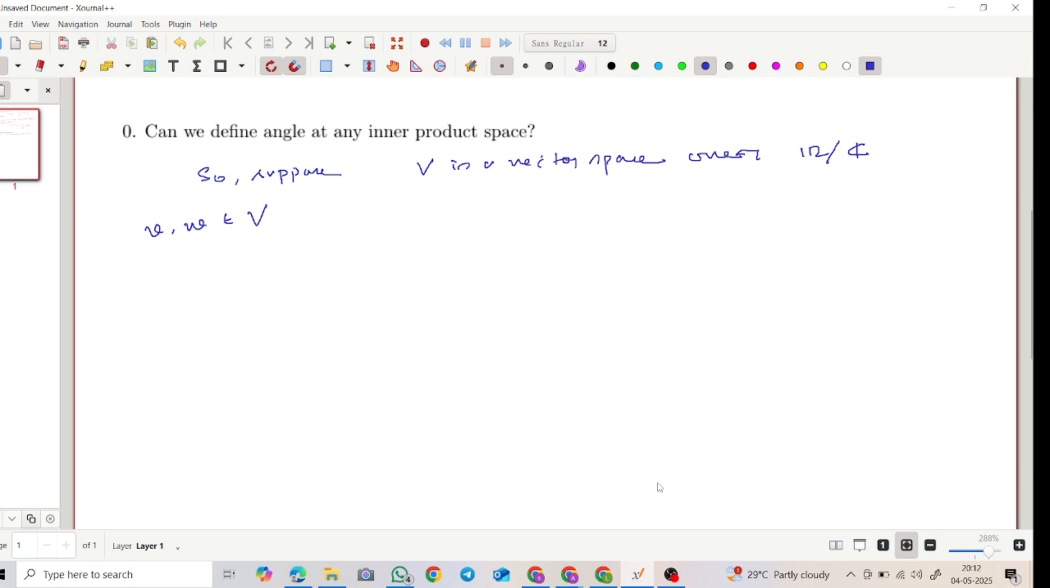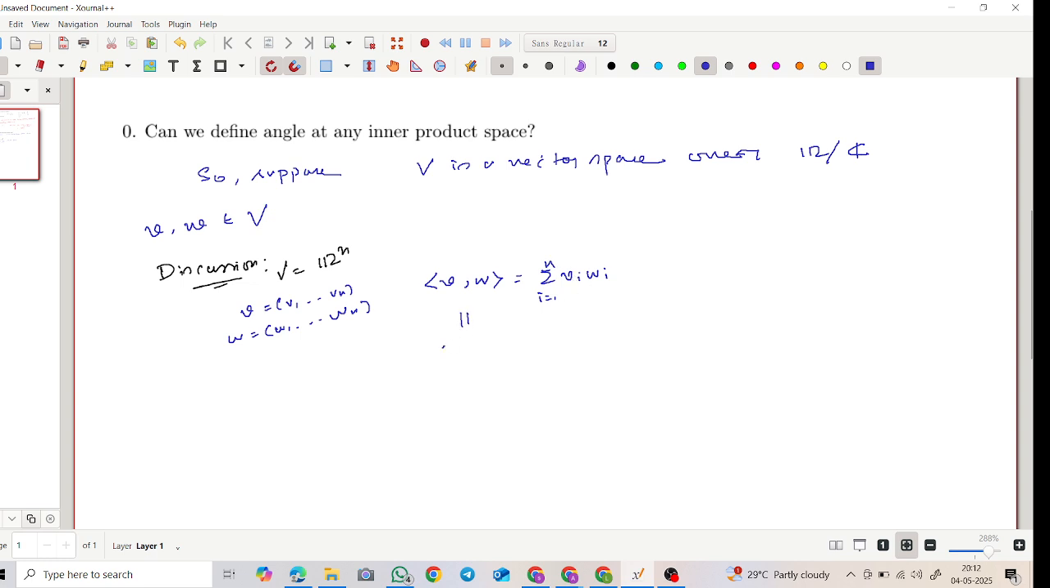So think about it. Discussion. Think about R^n. Take V equals R^n. Do you remember what the inner product is? That is the dot product, right? So if v is (v1 to vn) and w is (w1 to wn), do you remember what v dot w is? The inner product is basically the dot product, that is the summation of vi wi, right?